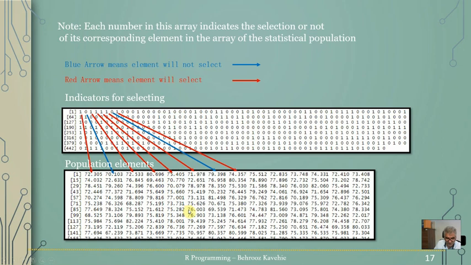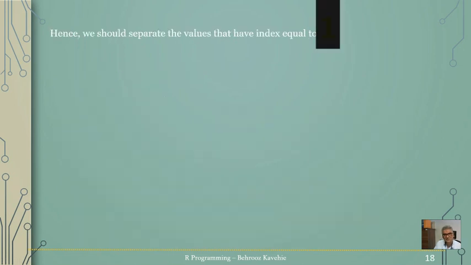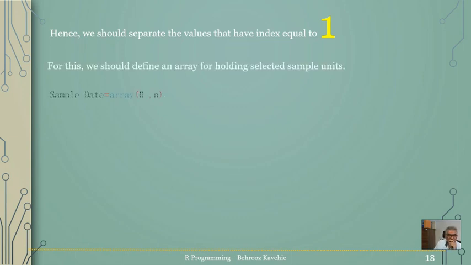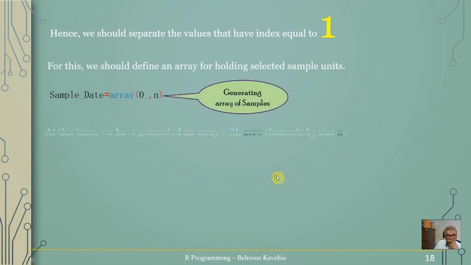270 of which are ones, and these ones are direct indicators of our main population values. Now we understand the scenario. We have an array of ones and zeros that tell us exactly which value of the main population we are supposed to choose from. Hence, we should separate the values that have an index of 1. Now to the rest of the program.